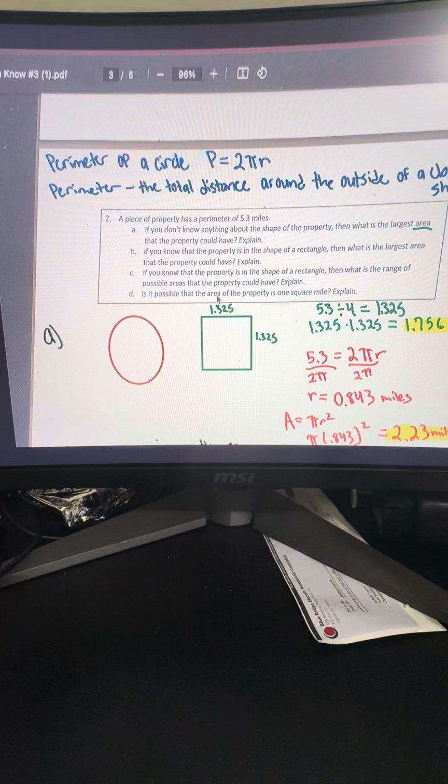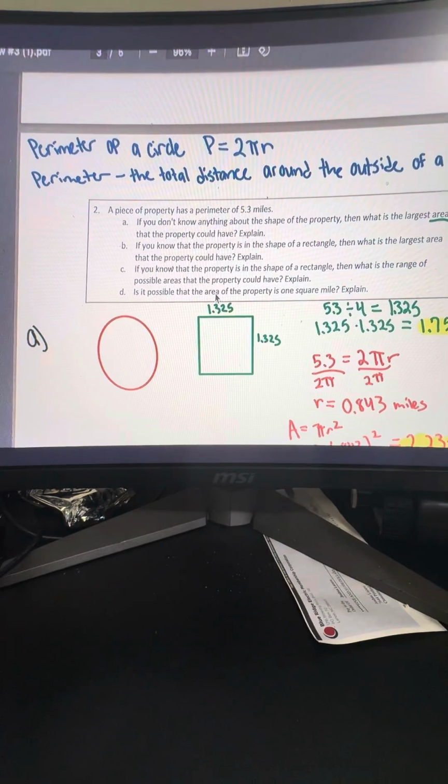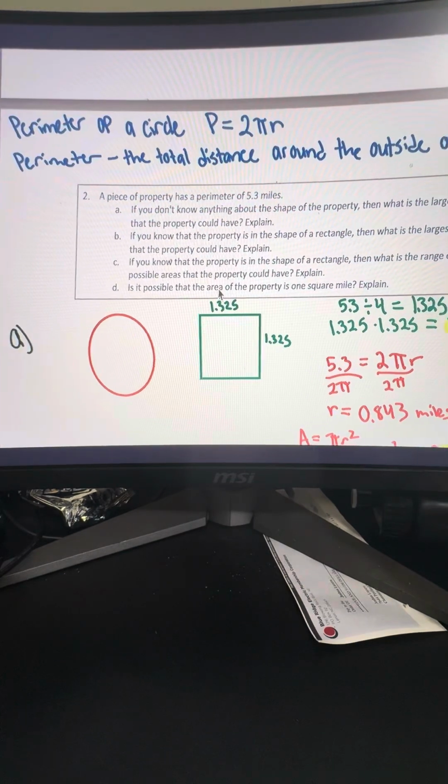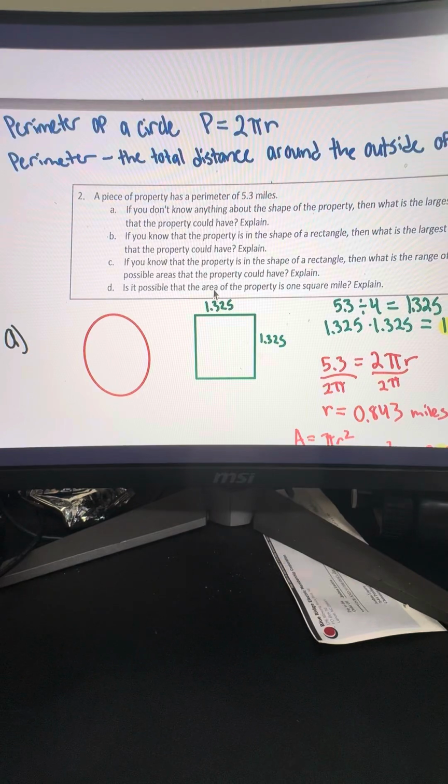Perfect. So part B was pretty simple because we already figured that out in part A. Let's move on to part C. If you know that the property is in the shape of a rectangle again, then what is the range of possible areas that the property could have?